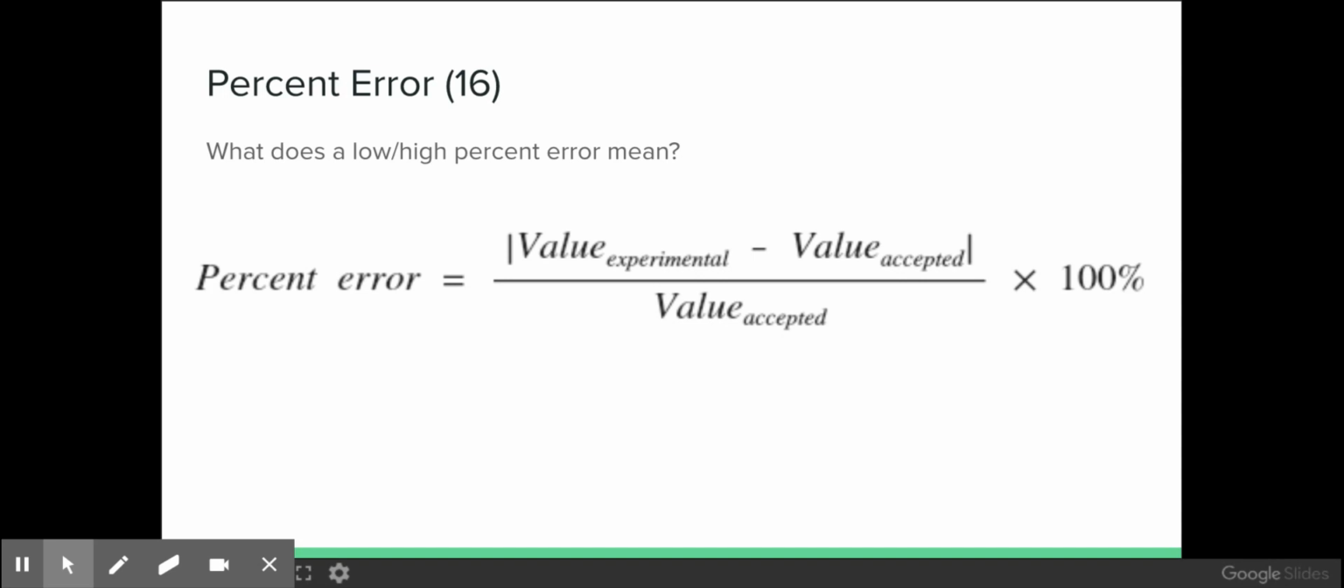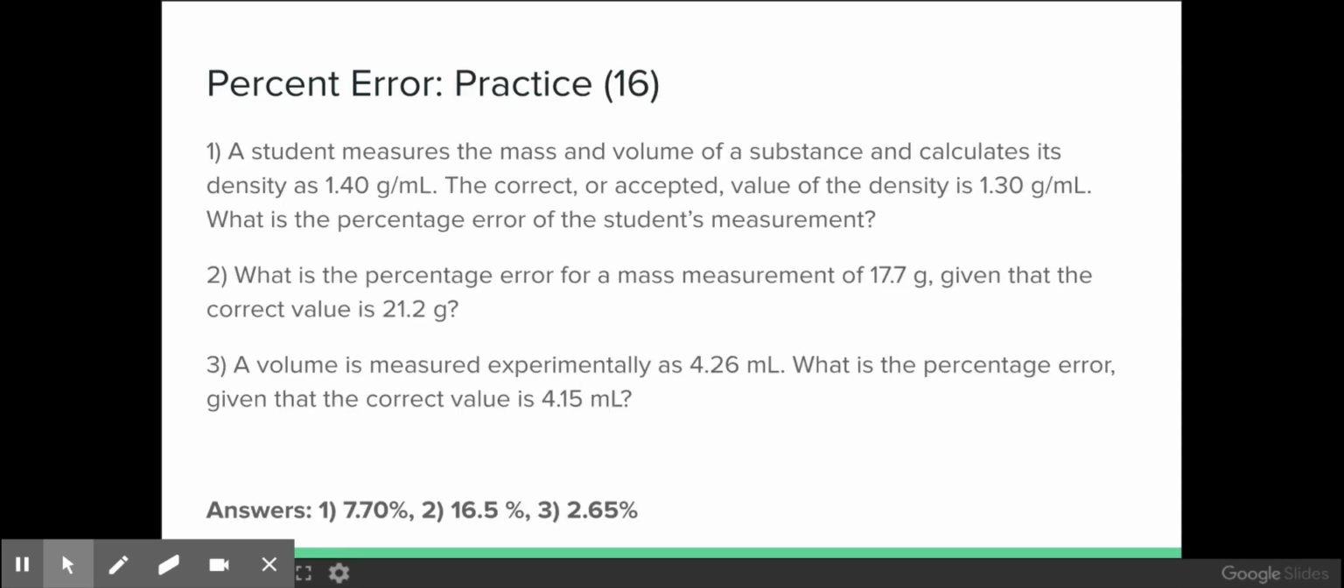You are expected to know how to use this equation to calculate percent error. So your last task is to use these 3 problems to practice using the percent error equation. The answers are listed below. So I would spend some time and make sure that you can calculate percent error given the information in these 3 problems.